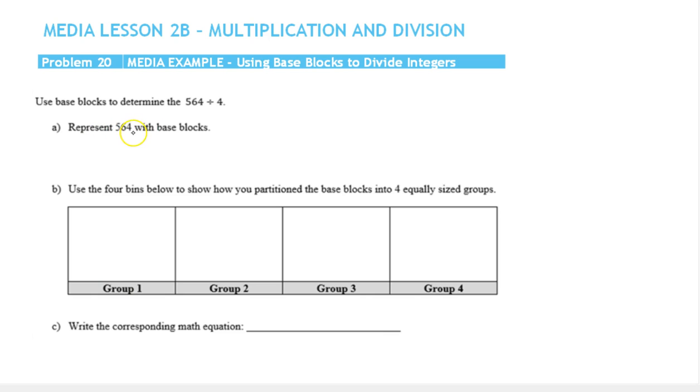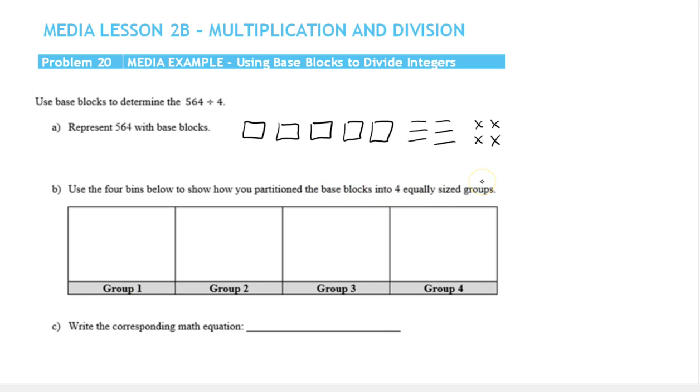So represent 564 with base blocks. Well, that would be 3, 4, 5 flats. Then we'd have 6 rods, 1, 2, 3, 4, 5, 6, and 4 units. So there's 564. Okay. Now it says use the 4 bins below to show how you partition the base blocks into 4 equally sized groups.